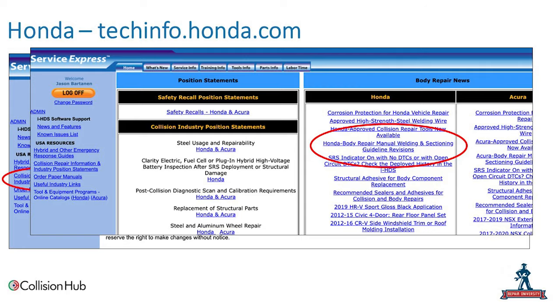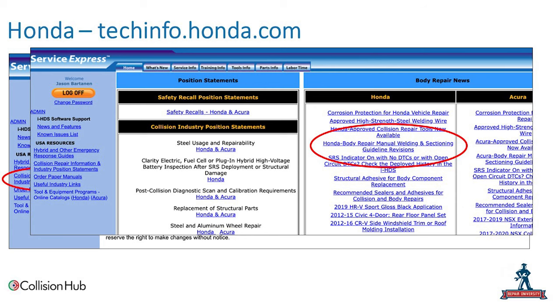So let's dive into Honda first. Honda, it's been a few years now, I guess, but they released their collision repair information industry position statements on their website, and they've got these body repair articles in there, including their welding and sectioning guidelines revisions. So they've gone through and made some changes to how they section vehicles and what they want to recommend.